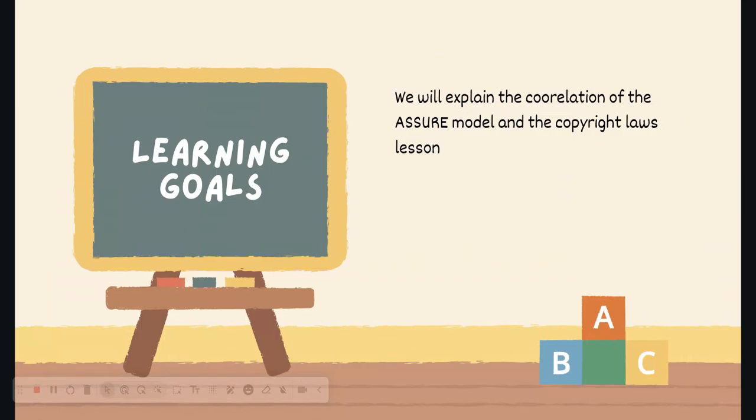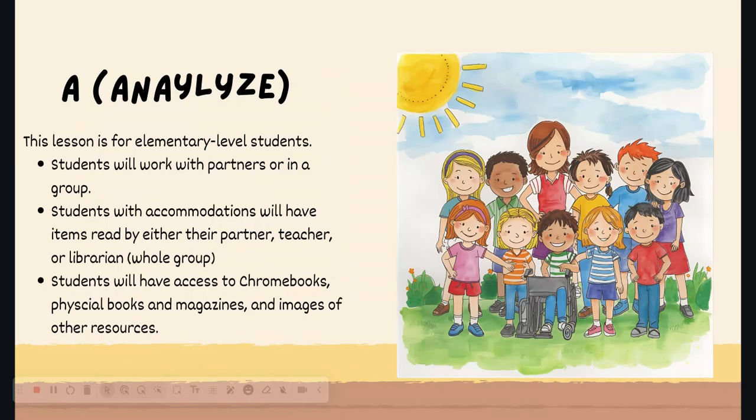So we will explain the correlation of the ASSURE model and the copyright laws lesson. All right, analyze. This lesson is for elementary school students and they will work with a partner or in a group. Students with accommodations will have the items read either by their partner, teacher, or librarian when I'm reading it whole group. Students will have access to Chromebooks, physical books, and magazines and images of other resources as we continue on to accommodate the many, many learners that we have in our class.